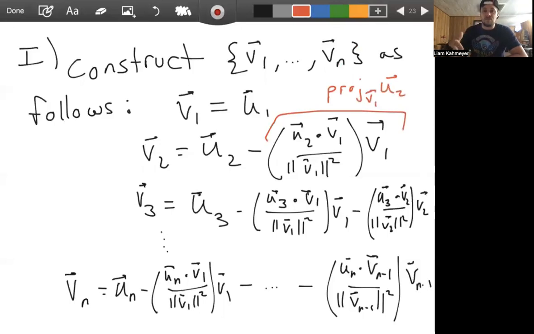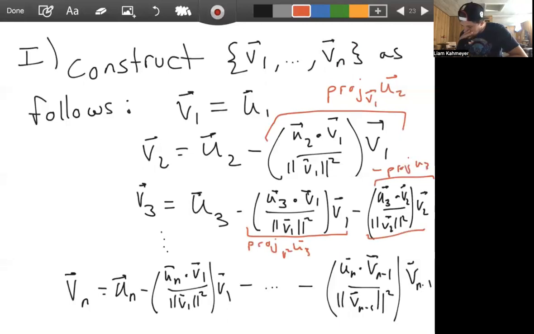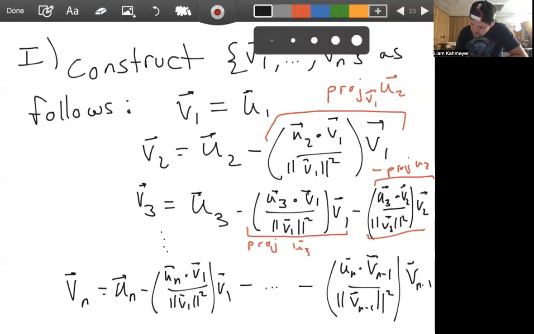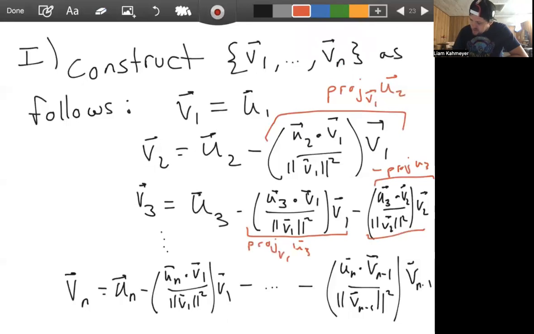And then we do this iteratively, or inductively, right? Then the next, V3, is U3 minus the projection of U3 onto V1, my apologies, this should be V1 down here, and this should be the projection onto V2, right?